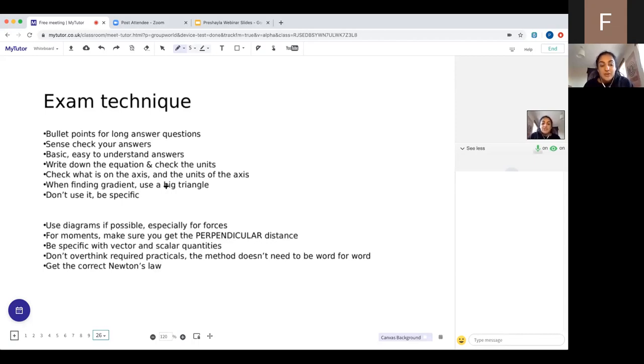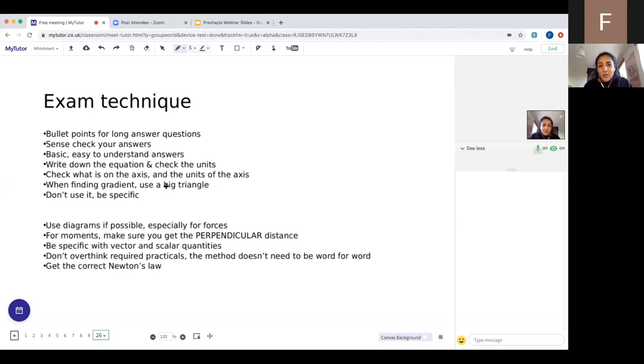Be specific with vector and scalar quantities. If the question asks you to talk about the velocity of the car, make sure you don't just talk about the speed. Talk about the speed and the direction. If the question asks you to talk about velocity, it's not going to be enough for you to just talk about speed.